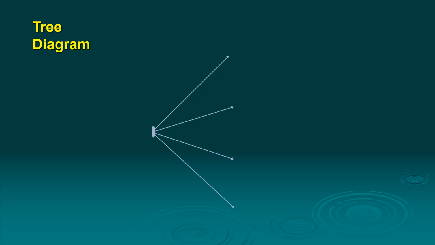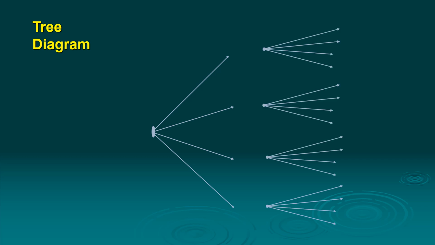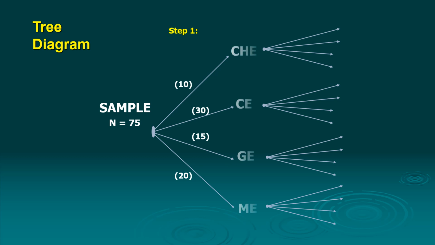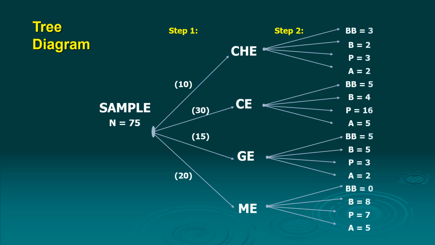Now, let us have our tree diagram. There are two steps involved. Step 1 is organizing the data by course, and step 2 is organizing the data by level of academic performance for each course. Thus, in step 1, there are 10 exam data from the CHE, 30 from the CE, 15 from the GE, and 20 from the ME. So, in step 2, we have also the BB, B, P, and A levels for each course with the corresponding number of students who got those particular academic performance levels.